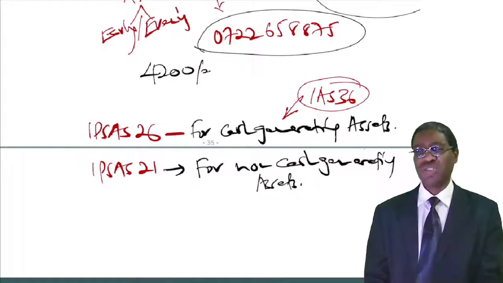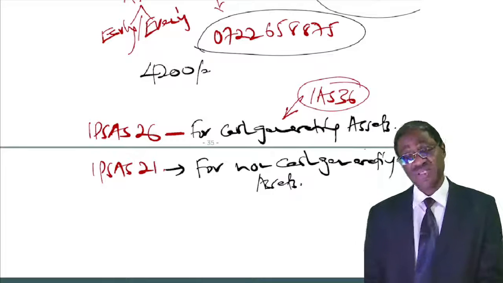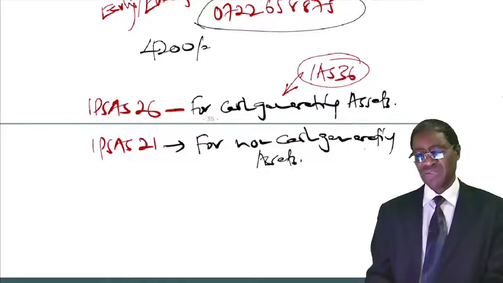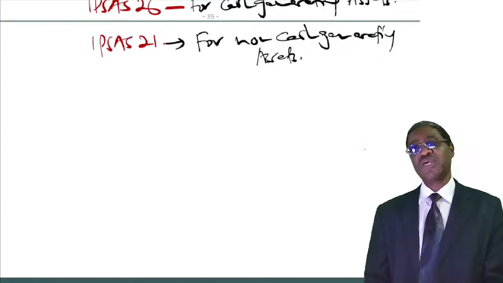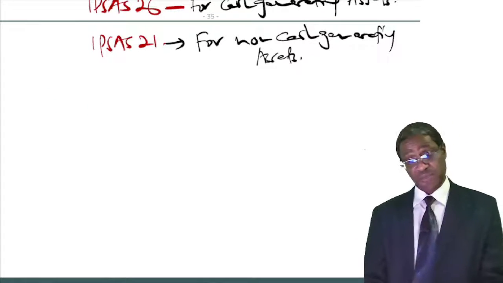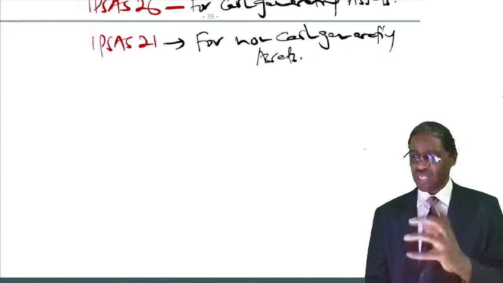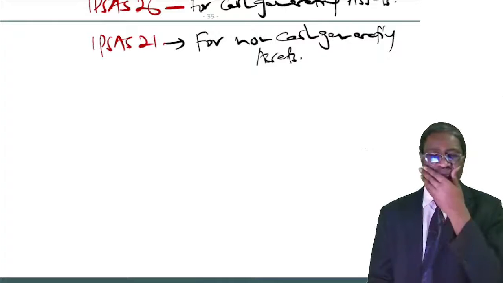The most critical one is Ipsas number 21, which is what I want to talk about now. Allow me to introduce the concepts under Ipsas number 21. They are slightly different, though we are going to borrow some of the concepts. Now listen.